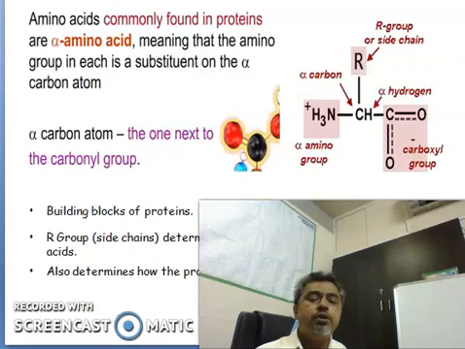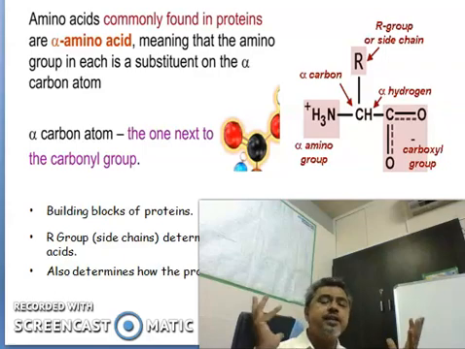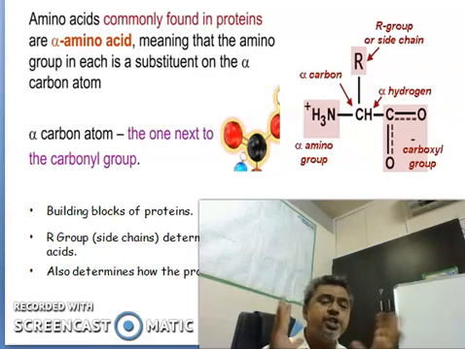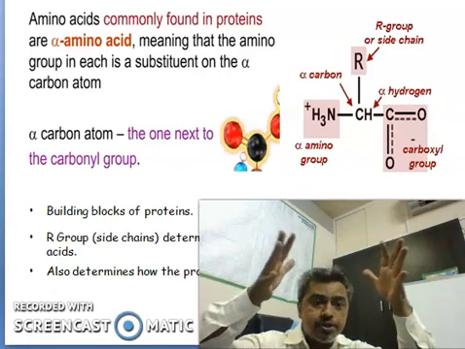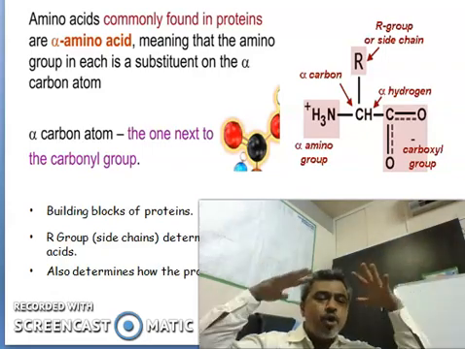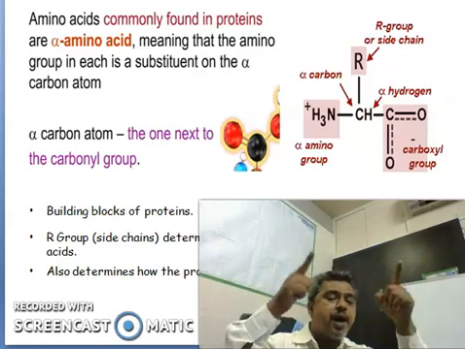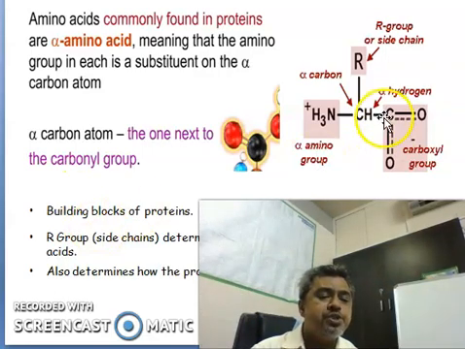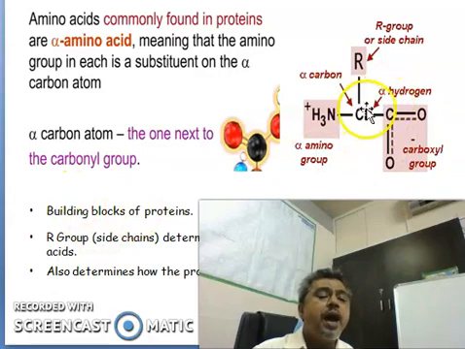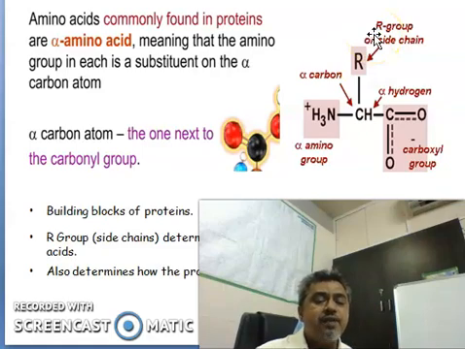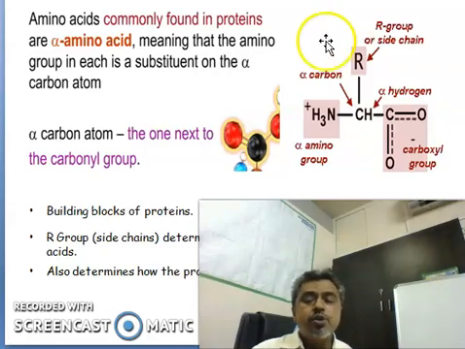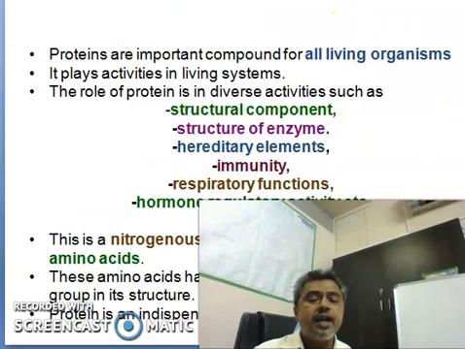Now I will explain how the protein is formed. The amino acids commonly found in proteins are alpha amino acids, meaning the amino group is attached to the alpha carbon atom. Where is the alpha carbon atom? You see here, CH is the alpha carbon atom, and here are the amino group and the side chain. These building blocks of proteins determine the chemical properties of each amino acid, and the protein folds into its biological functions. So this is all about amino acids and their functions.